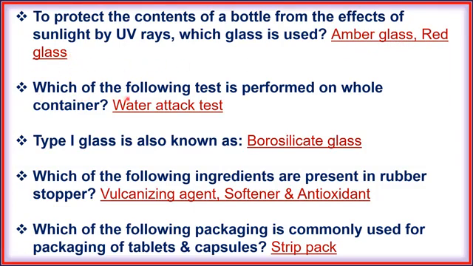Next, which of the following test is performed on whole container water attack test? Next, type 1 glass is known as borosilicate glass. Next, which of the following ingredients are present in rubber stopper? Vulcanizing agent, softener and antioxidant. Next, which of the following packaging is commonly used for packaging of tablet and capsules? Strip pack.